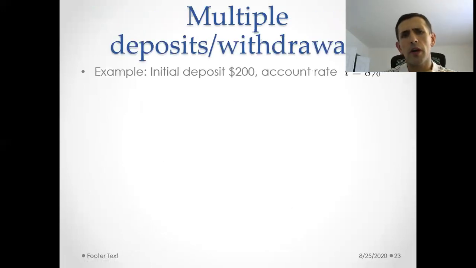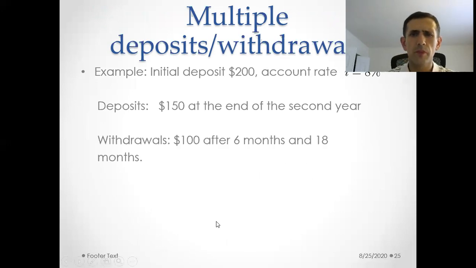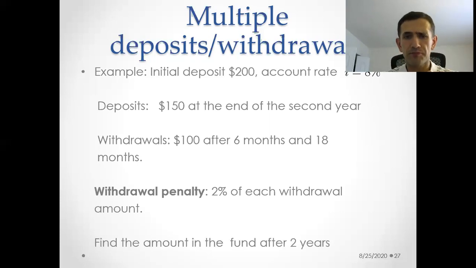Okay, so let me do another example, and we'll do examples like this throughout the course. So we have an initial deposit of $200, in an account earning 8% effective annual interest. You have only one deposit, and that's at the end of the second year. You make withdrawals of $100 after 6 months and 18 months, and there's a withdrawal penalty of 2% of each withdrawal amount. Find the amount in the fund after 2 years. All right.